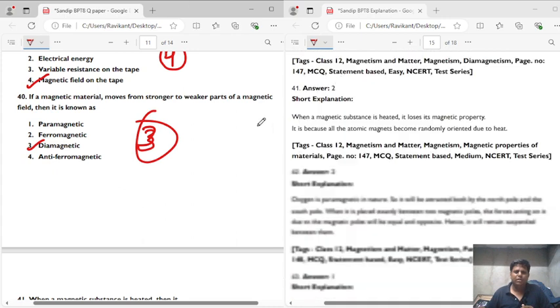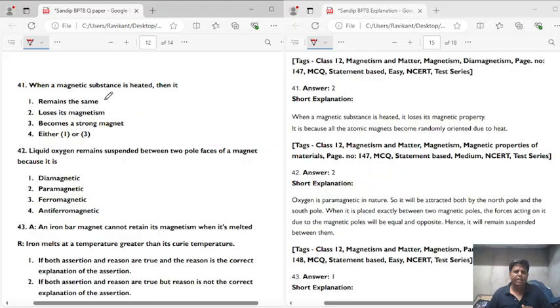Next question number 41. 41 says when a magnetic substance is heated, it loses its magnetization. Yes. Remains the same? No, no chance of remaining the same. Loses its magnetization? Yes. Becomes stronger? No. Either 1 or 3? No. Option 2. When you beat or deform a magnet, or if you heat a magnet, it will lose its magnetization. So the correct answer for 41 is option 2.